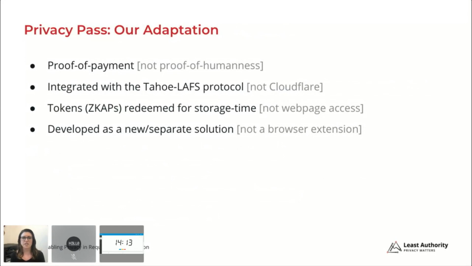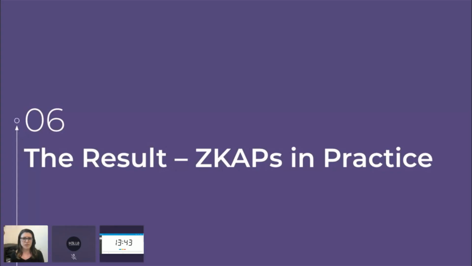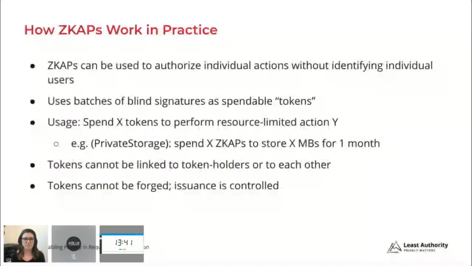And so our adaptation of Privacy Pass is basically we did proof of payment instead of proof of humanness. We integrated it with the Tahoe Labs protocol, not Cloudflare. So Cloudflare is not involved at all with our product. Tokens, ZCAPs in our case, this is how we refer to them, are redeemed for storage time, not web page access. And it's developed as a new separate solution, whereas Privacy Pass in its original form is a browser extension.